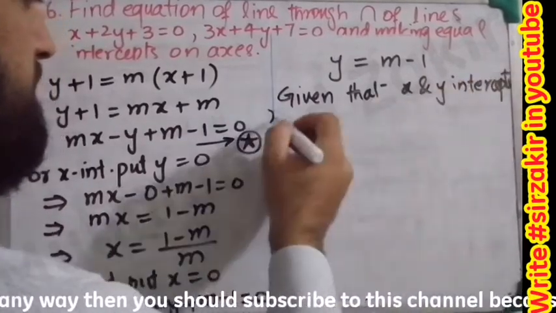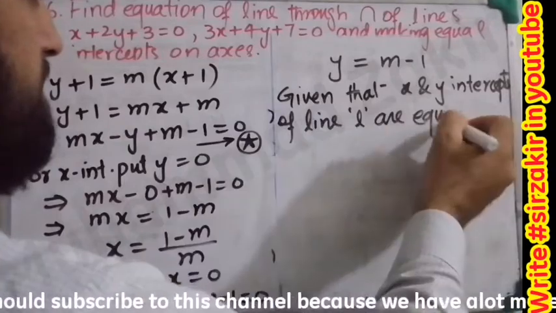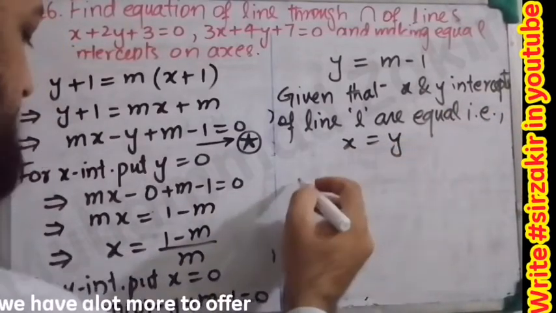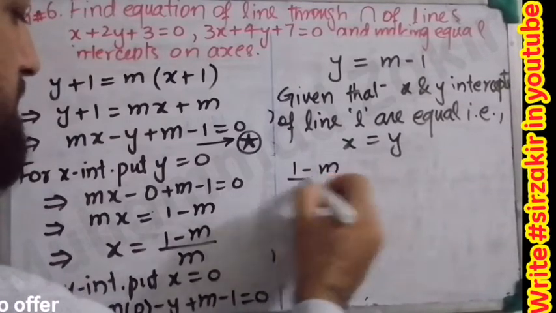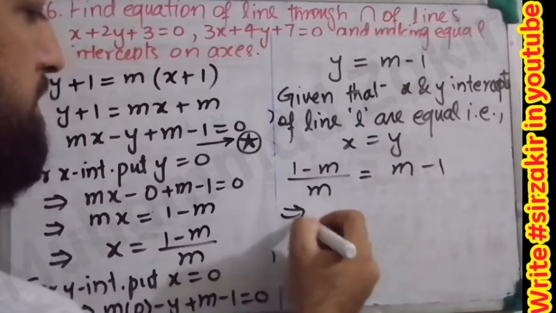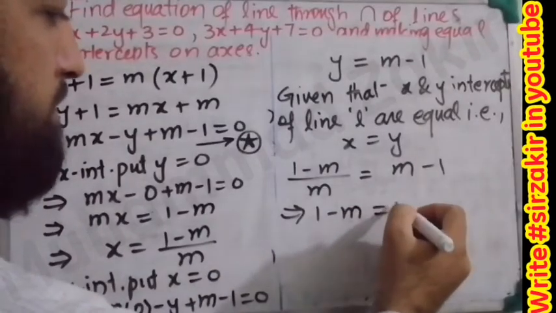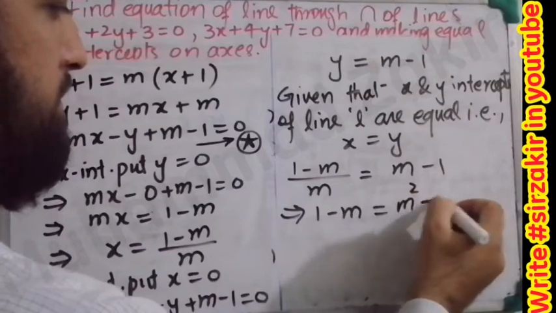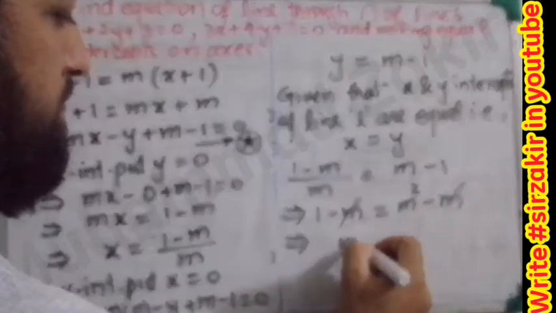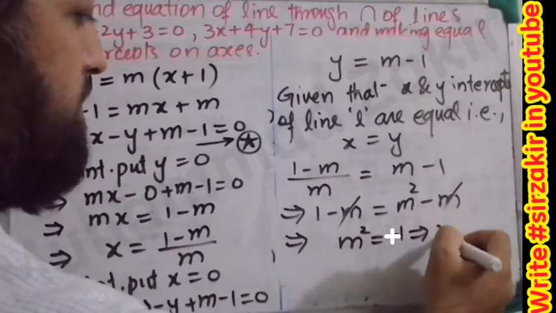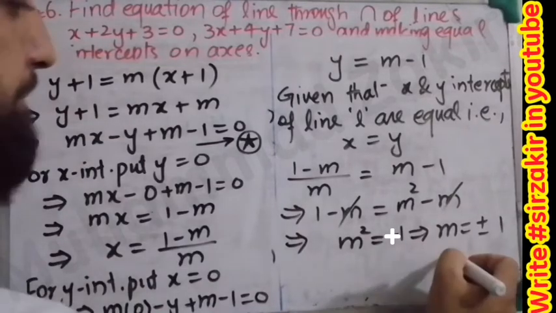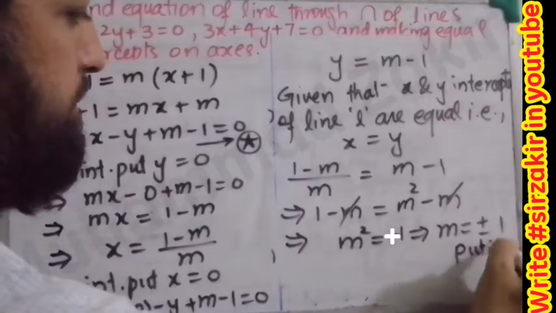It is given that the x and y intercepts are equal. The required line is L, so it means that the x and y intercepts of L are equal. The value of x is (1 minus m) by m. The value of y is m minus 1. Shifting m to the right side, it will be multiplied. It will make m square minus m. Minus m on both sides cancelled. So m square is equal to 1. The value of m is plus or minus 1. We put these two values in asterisk to get the required line.